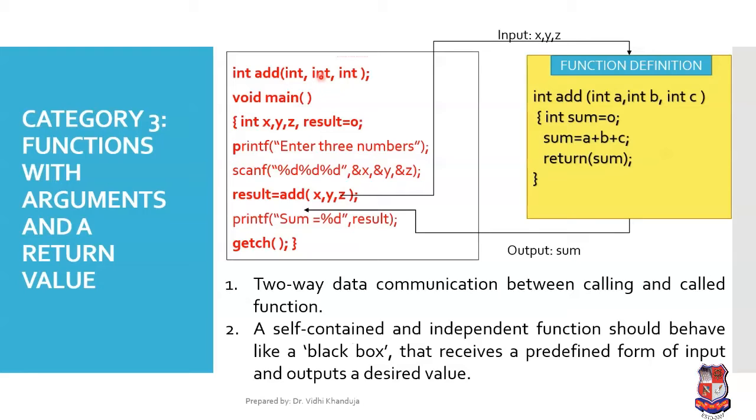Right? Now, in this particular case, there is a two-way data communication between the calling and the called function. Right? Such functions are normally called a black box. They are independent and self-contained blocks. Right? They receive a predefined form of input and output a desired value. Clear?